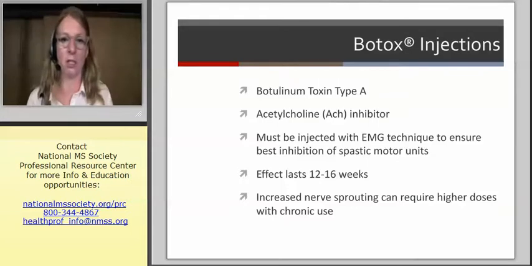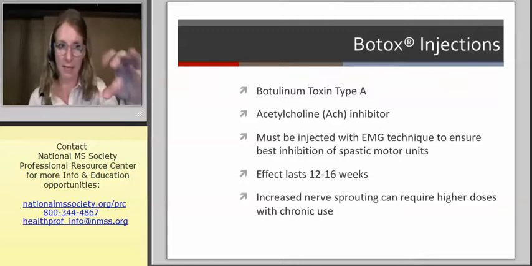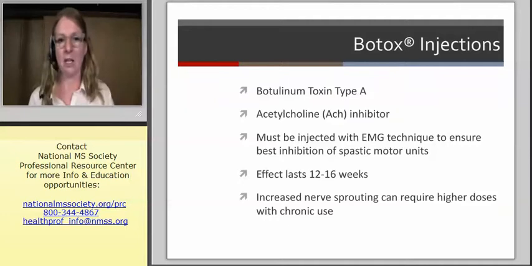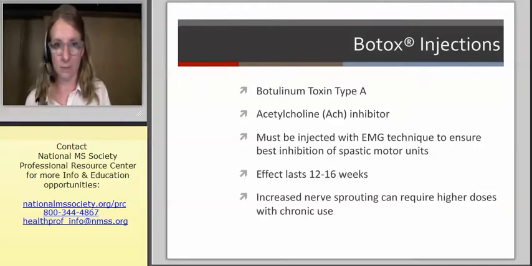And there have been some studies showing that with repeated long-term use you can get more nerve sprouting of those little motor unit ends, because the Botox kills them off and then they regrow. You can get more sprouting with long-term use, so you do have to have higher doses, and you can get up to FDA and body weight limits with the Botox.